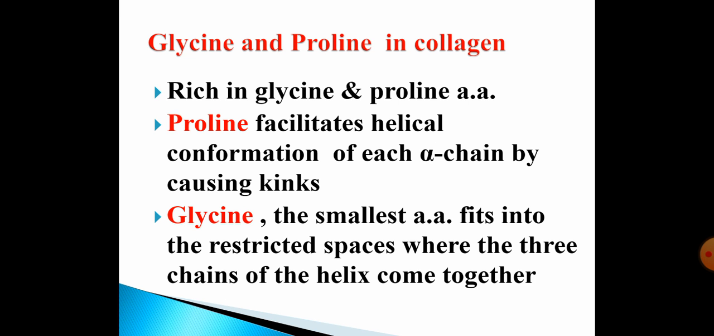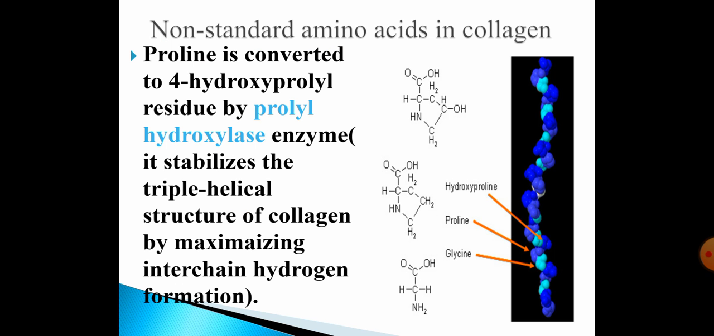Glycine and proline in collagen, as I told you, are very important. Collagen is rich in glycine and proline amino acids. Proline facilitates the helical conformation of each chain by causing kinks. Glycine, the smallest, fits into the restricted space where the three chains of the helix come together. Collagen contains non-standard amino acids, such as proline converted to hydroxyproline. This is regarding collagen.